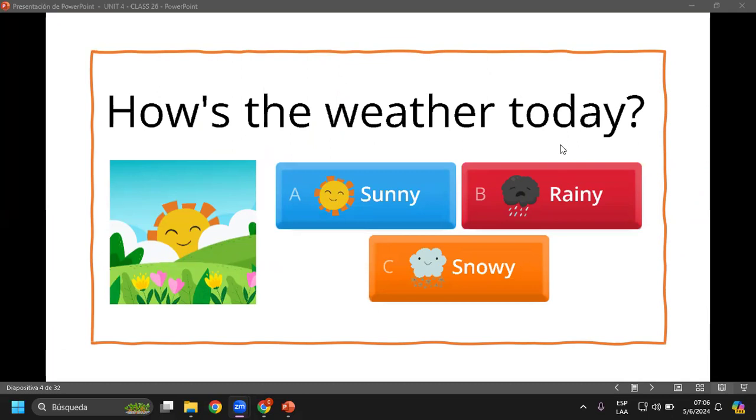Look, when we are talking about the weather, we have different options. We can say, the weather is sunny, rainy, or snowing. So what is weather? What is the meaning for weather? Where es cómo está el clima este día? Yes. So we are going to see some vocabulary related to the weather.